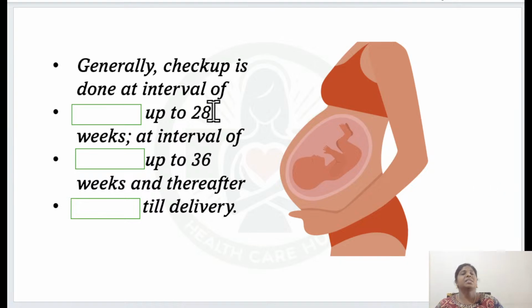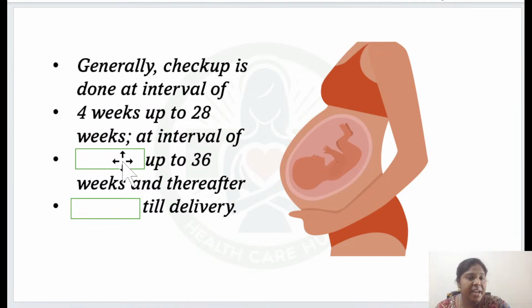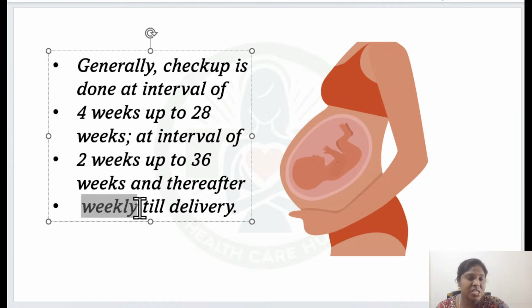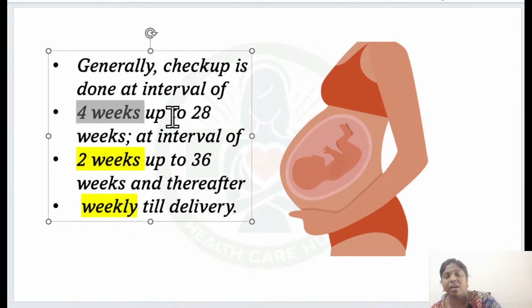Okay. Here the question is, generally a checkup is done at an interval of dash up to 28 weeks, dash up to 36 weeks, and dash till delivery. So how many checkups does a mother have to undergo? Till 7 months we will tell her to go once a month for a checkup, till 28 weeks, right? Then in the 8th month, we tell the mother to come for a checkup every 2 weeks, and during the 9th month, the last month before delivery, we advise every week. Understood? So 7 months, every month, 7 times. 8th month, 2 weeks once.